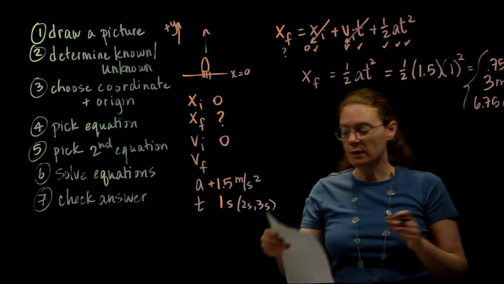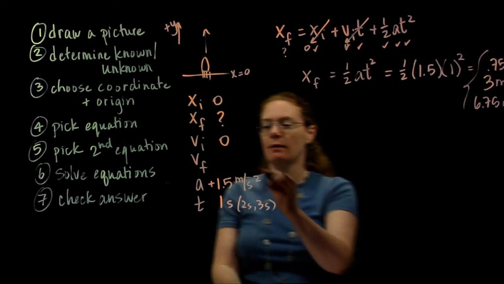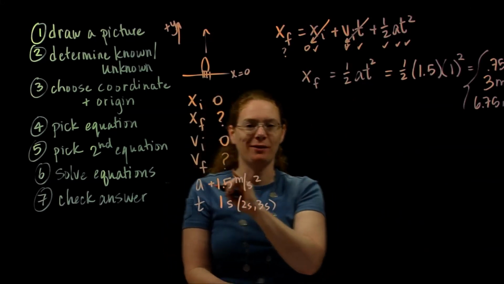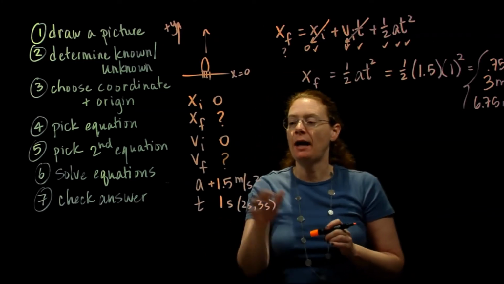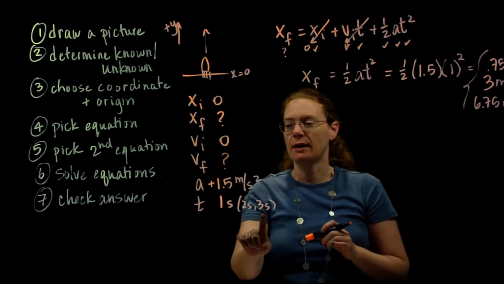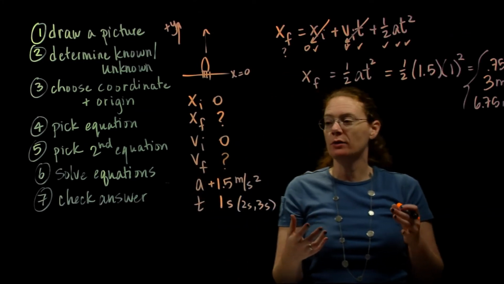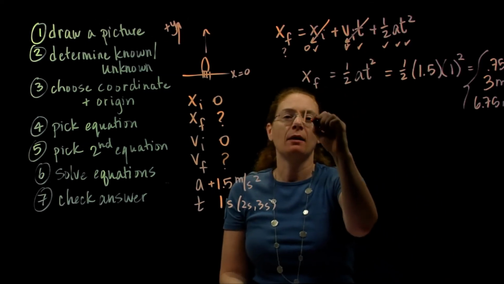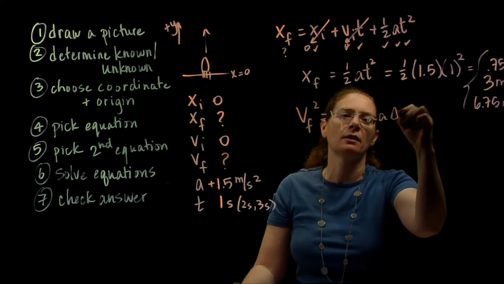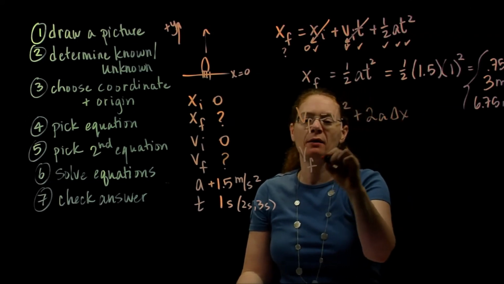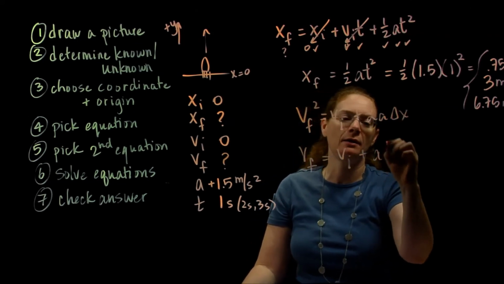Now part B was how fast is the rocket going at 3 seconds? Here's where we're going to solve for V final. So what is V final? How fast is it going at 3 seconds? Again, I need an equation that's got V final in it. I have V final squared equals V initial squared plus 2A delta X. I have V final equals V initial plus AT.